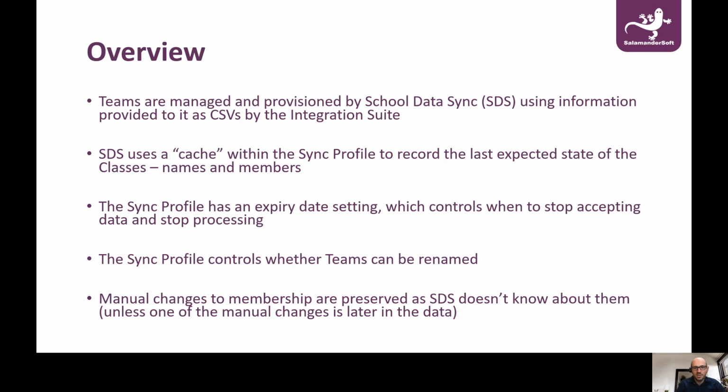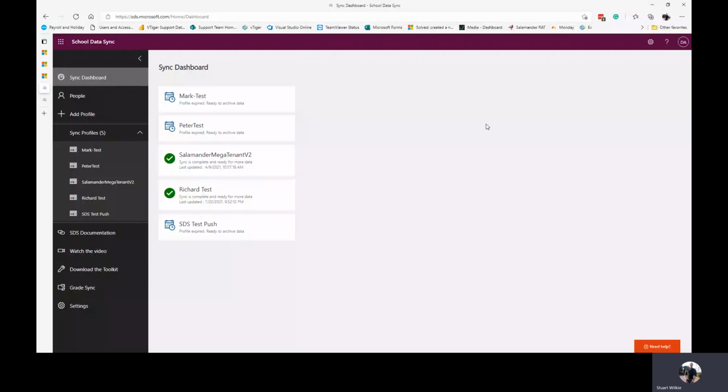So as a quick demo, I'll quickly show you the SDS portal. Here is the School Data Sync dashboard. It is accessed via sds.microsoft.com. You'll see that we have a couple of expired profiles and a couple of profiles that are in the ready state. You may also see other states here. A yellow exclamation mark indicates there are warnings on the profile, and a red cross indicates that the profile has issues which are preventing it processing.